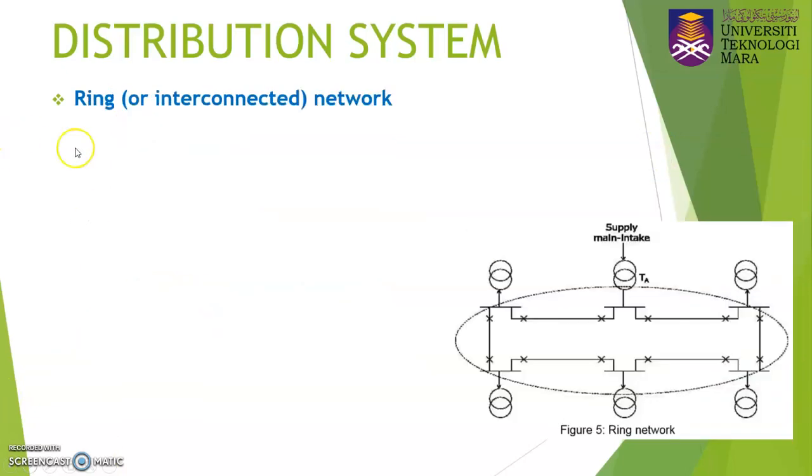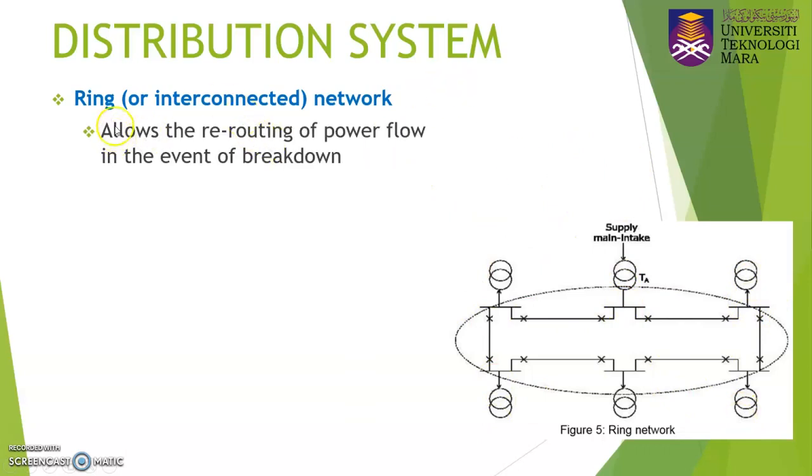And then next we have the ring network or interconnected network. Figure 5 represents the ring network. For example, here you have a supply main intake, and the supply main intake will be sent to different loads. Here we have a load, here also we have a load. The ring network allows the rerouting of the power flow in the event of breakdown. In normal operation, maybe you have one load here, the supply main intake here, and we supply to this load and this load.